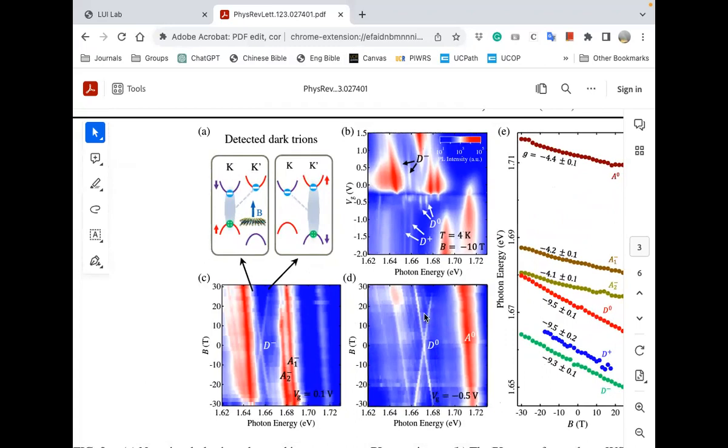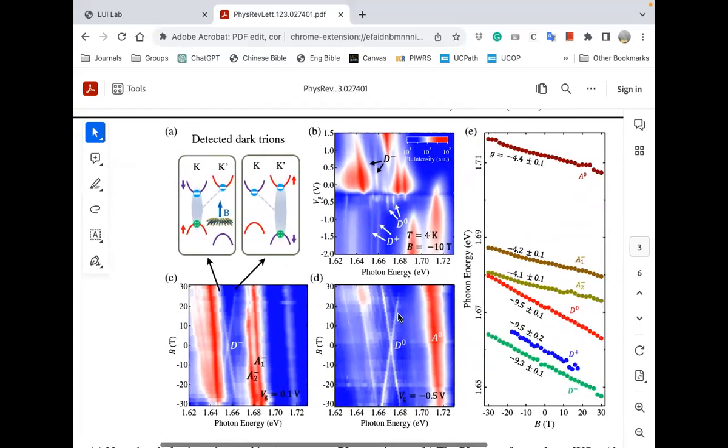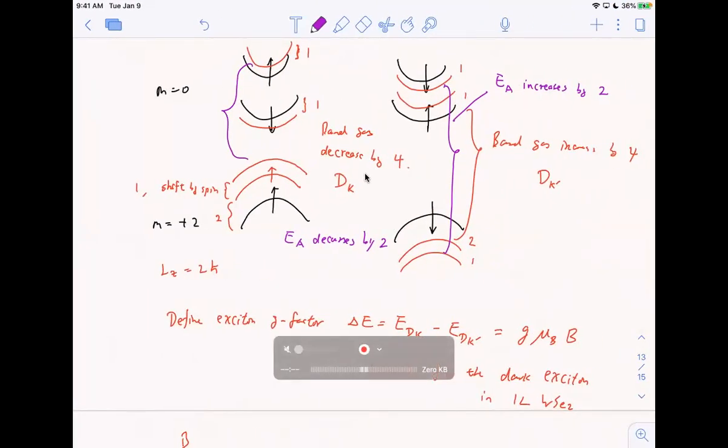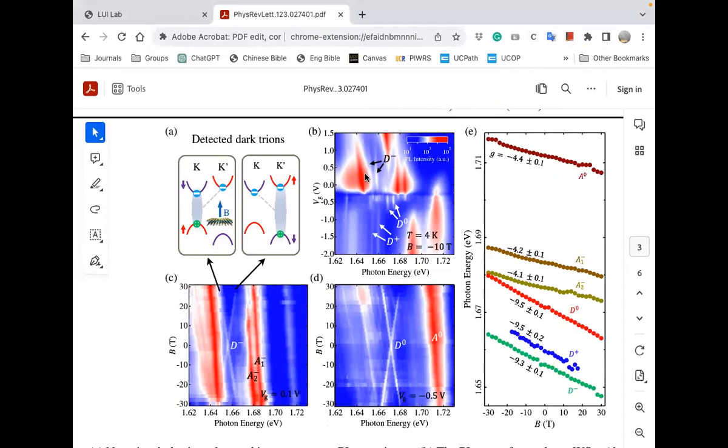Then you get the energy difference. These are the energy differences of the dark exciton and the dark trion. Then you plot the energy difference as a function of B field and get the slope. So here we actually get negative 9.5. The reason is that the model I use here is a very simple single particle model. In reality, you have other factors that can somewhat modify the G factor, but we get it close.